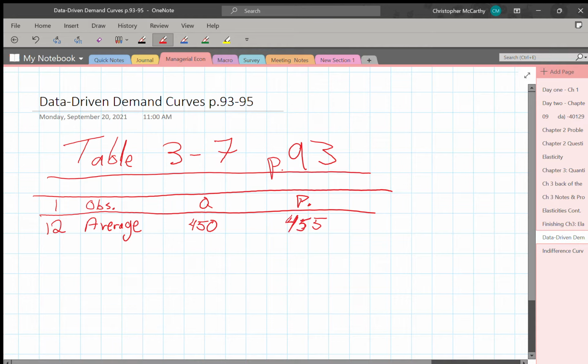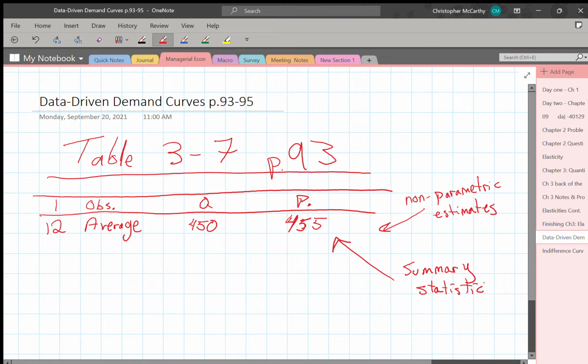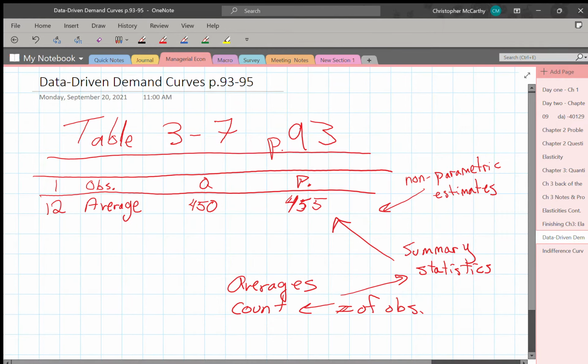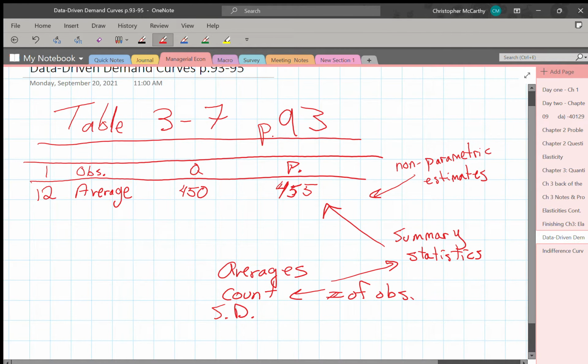So these right here, and this is not anything that's going to be on the test because it's not a bolded term in the book, but just for your own edification, are what's called non-parametric estimates. Or also you'll hear them called a lot of times summary statistics. So summary statistics are just your averages, your counts, so that's the number of observations, your standard deviations, those kinds of things. Those are all summary statistics. So we're just looking at the number by itself.